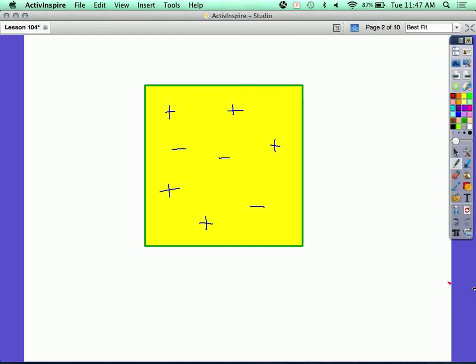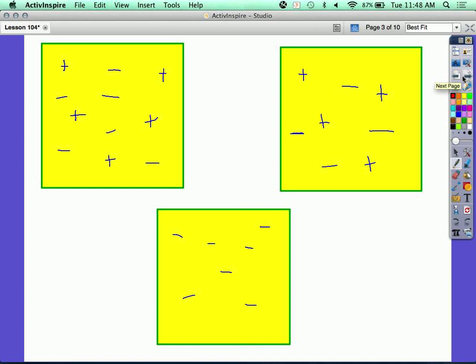Now, remember that if I have one positive sign and one negative sign, they can cancel out. So if I look at this, I see here there's a positive and negative. Those are going to cancel each other out. This positive negative can cancel each other out. Positive negative can cancel each other out. So you notice all that I have left is these two positives right here. So in this case, there's two positives left.